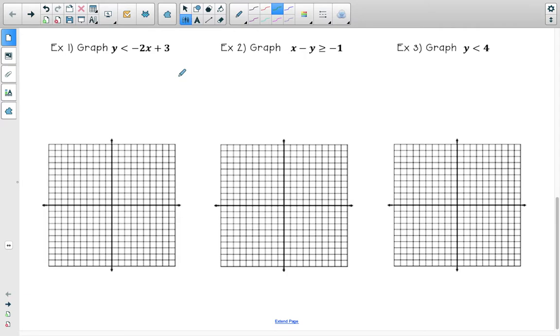This video is on graphing linear inequalities. We're going to do 3 examples on graphing inequalities in 2 variables. First step is to make sure that we have solved for y, that it is in slope-intercept form.